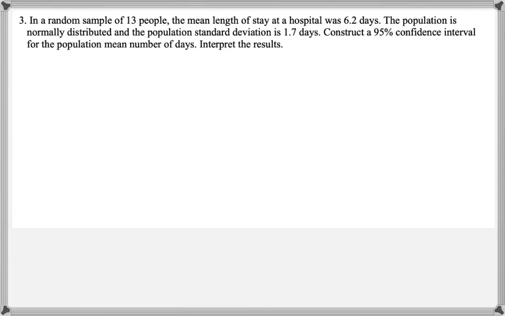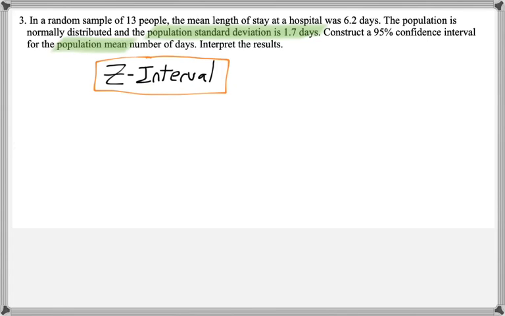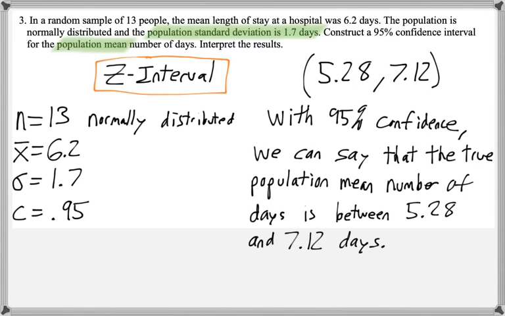Number 3 is asking for an interval on the mean. So it's either a z interval or a t interval. And it provides the population standard deviation. So we know what sigma is. So we would use a z interval. And here is the rest of number 3.